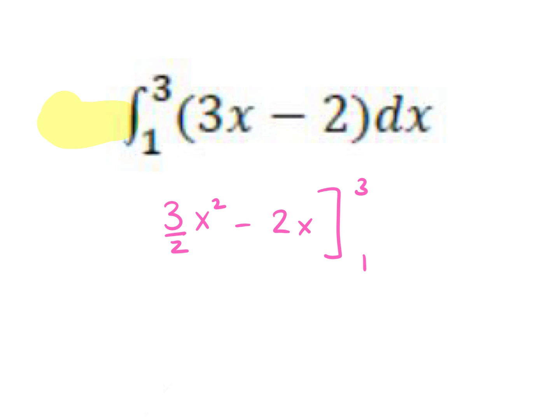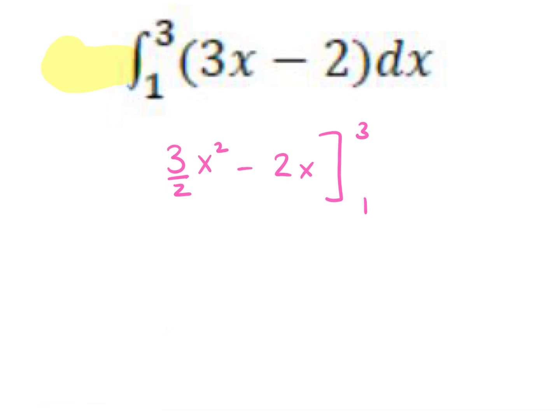So we start by plugging in the top number. 3 gets plugged in. We have 3 over 2. 3 squared would be 9. Minus 2 times 3 would be 6. Minus, then we're going to plug in 1. So 1 squared would be 1 times 3 halves would be 3 halves. Minus 2.